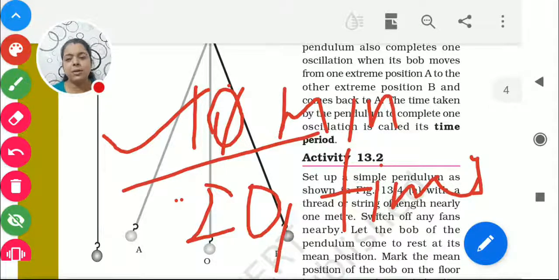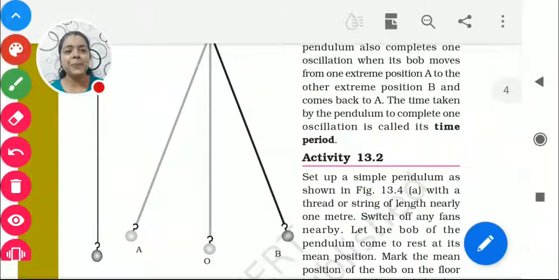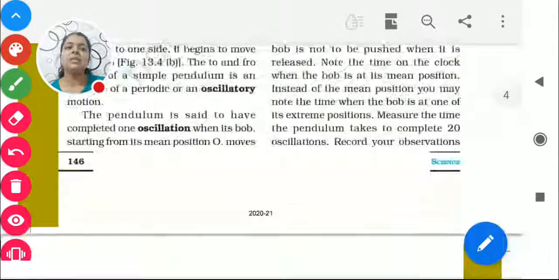It is difficult to check the time for just one oscillation. This is the stopwatch, and you don't need to go for one oscillation. You can take the stopwatch and count 20, 30 or 40 oscillations. Start the time and start counting, and after that you divide it. When you divide, you will easily get the value for 1. It's very difficult to find for one directly, so this way you can find the time period.